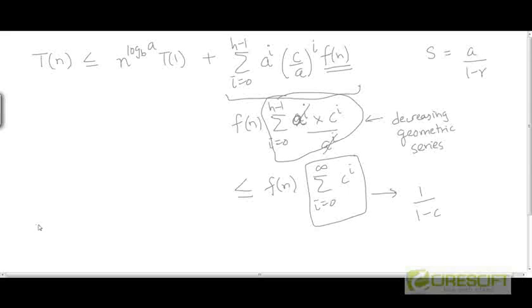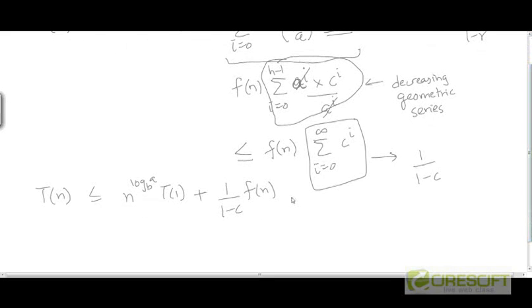This means that T of n is less than or equal to n to the power log of a base b times T of 1 plus 1 by 1 minus c times f of n. Now again, we can prove that this in turn will be less than, say, 2 by 1 minus c times f of n, because f of n is polynomially larger than this power of n. So if we increase the constant coefficient, we are going to get a function that is larger than the left hand side.